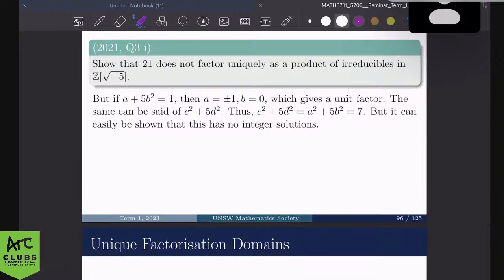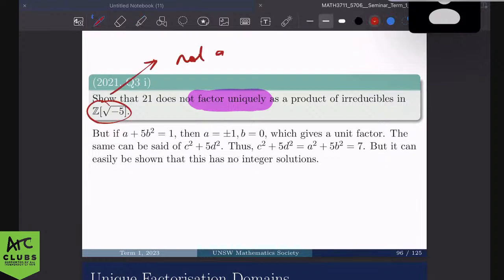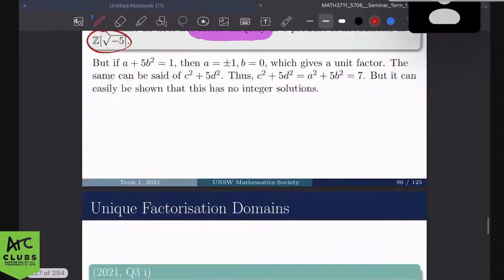So you want to show that all of the elements are irreducible, in which case it's not actually factoring uniquely, which means I can also write this out. This is not a UFD. It's actually a well-known result that Z root minus 5 is not a UFD, whereas something like Z root minus 3 is, right? It's just a matter of different factors. Okay. Sweet.